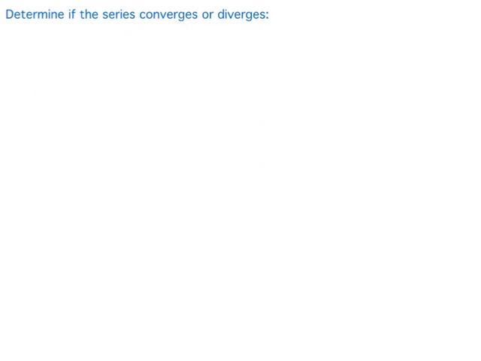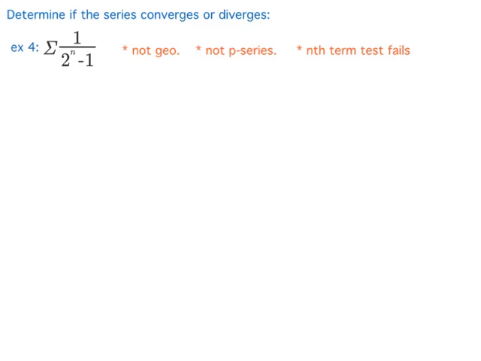All right, let's do one last example. Let's look at the sum of 1 over 2 to the n minus 1. Go through again: is it geometric? Is it a p-series? Does the nth term test work? Answer those questions, pause, and come back to me. Okay, so it's not a geometric series. It's not a p-series. The nth term test fails, so our next try is going to be a direct comparison test. So why don't you go ahead and try this, and then pause and come back to me.